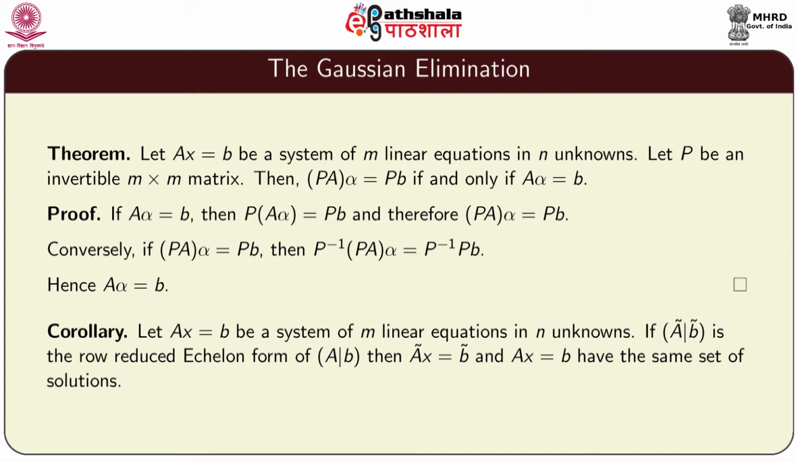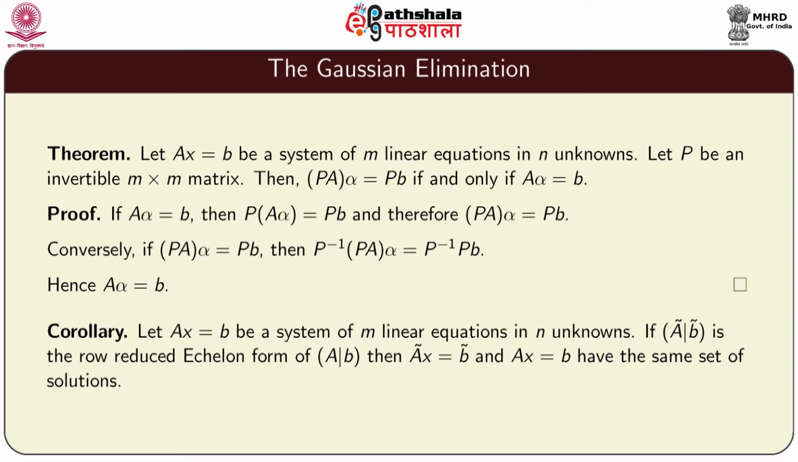Let us now see the effect of Gaussian elimination on a system of equations. So the theorem says that let Ax equal to b be a system of m linear equations in n unknowns. Let P be an invertible m cross m matrix, then PAα is equal to Pb if and only if Aα is equal to b.